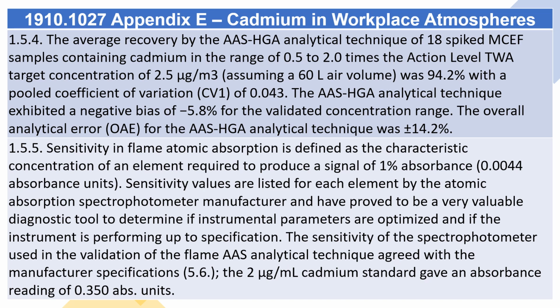1.5.5. Sensitivity in flame atomic absorption is defined as the characteristic concentration of an element required to produce a signal of 1% absorbance, 0.0044 absorbance units. Sensitivity values are listed for each element by the atomic absorption spectrophotometer manufacturer and have proved to be a very valuable diagnostic tool to determine if instrumental parameters are optimized and if the instrument is performing up to specification. The sensitivity of the spectrophotometer used in the validation of the flame AAS analytical technique agreed with the manufacturer's specifications. The 2 µg/ml cadmium standard gave an absorbance reading of 0.350 absorbance units.